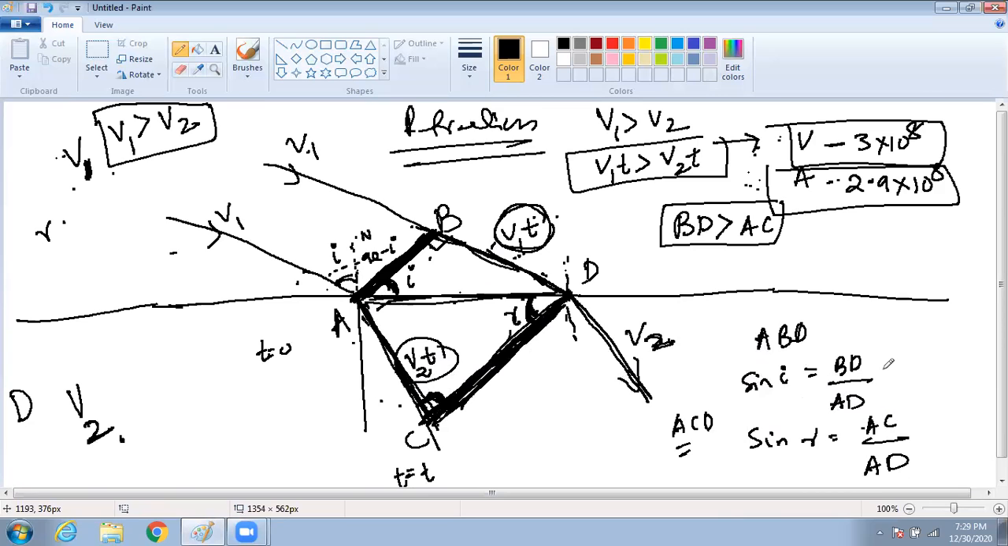So what will be BD? BD is V1T by AD, and this will be V2T by AD, correct? Yes.